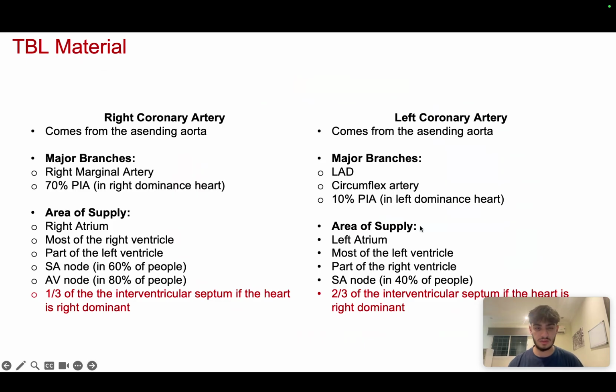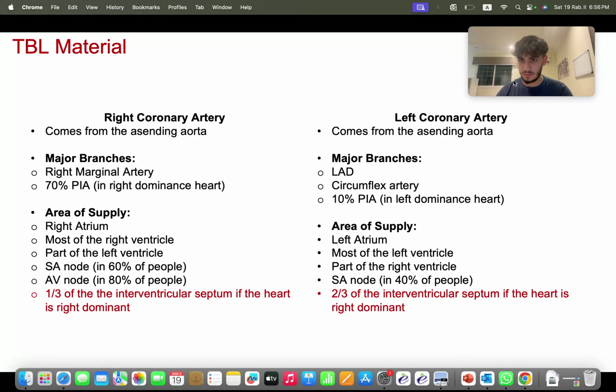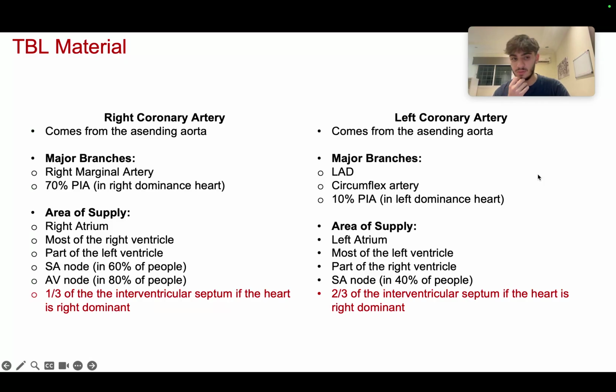Now, I wanted to add at the end here the TBL material that we're going to have tomorrow, because these are really important and more likely to come up in our TBL tomorrow. We have the right coronary artery. I'll read them for you, and I think if you take the time to memorize this, you'll be fine for tomorrow's TBL in this subject. The right coronary artery and the left coronary artery both come from the ascending aorta. That's something you need to know, and we've also had it in our last OSPE.